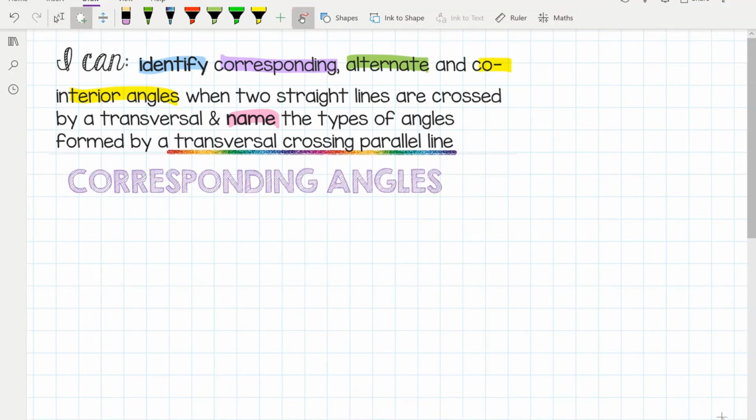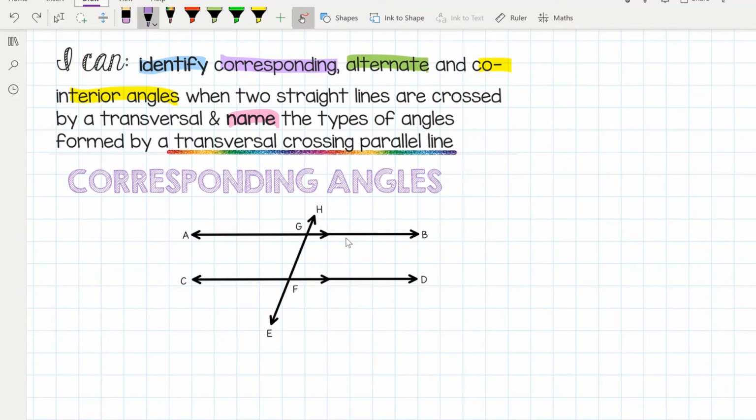Moving on to corresponding angles, we'll need our parallel lines crossed by a transversal back. I'm going to draw in our corresponding angles in place, and as I do, you'll notice that they sit in matching positions along the transversal. That's what makes them corresponding angles.